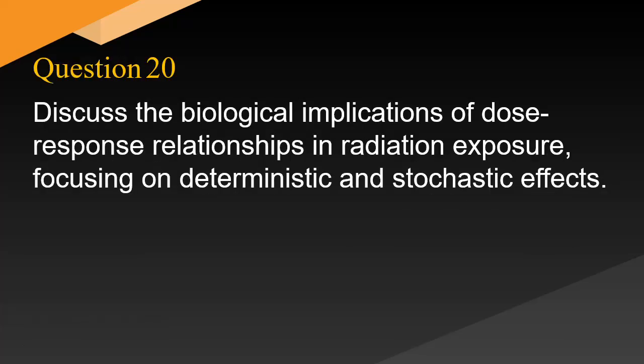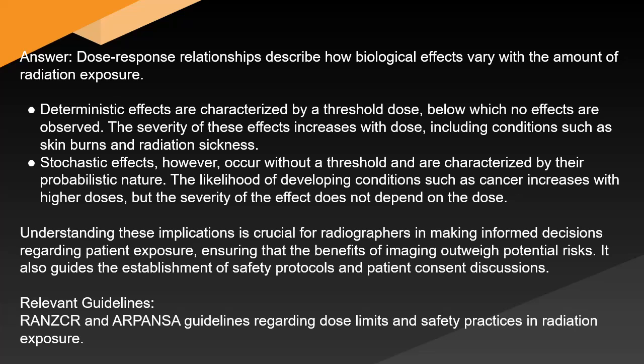Discuss the biological implications of dose-response relationships in radiation exposure, focusing on deterministic and stochastic effects. Answer: Dose-response relationships describe how biological effects vary with the amount of radiation exposure. Deterministic effects are characterized by a threshold dose below which no effects are observed. The severity of these effects increases with dose, including conditions such as skin burns and radiation sickness. Stochastic effects, however, occur without a threshold and are characterized by their probabilistic nature.